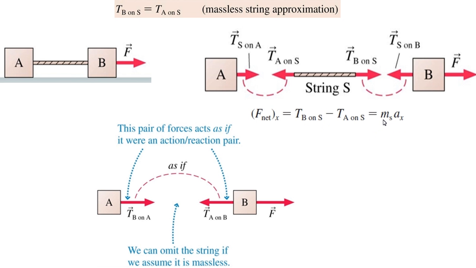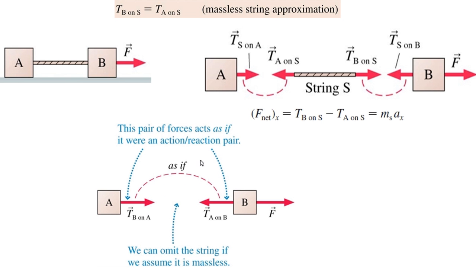So if we set m sub s equal to 0, which is the massless string approximation, or make it very, very small, in either case, practically speaking, we can set, as the title to this chart says, T of B on S equal to T of A on S. That's a consequence of setting the right side of this equation equal to 0. And if that was true, then that means that essentially we can set T of S on A equal to T of S on B.